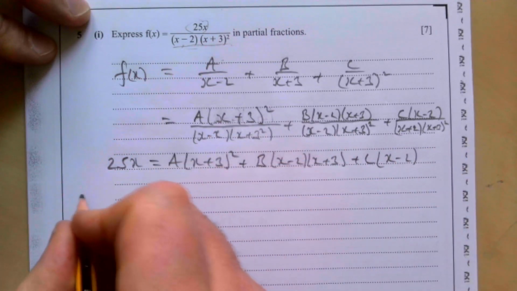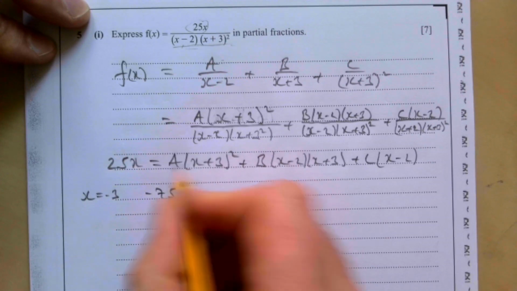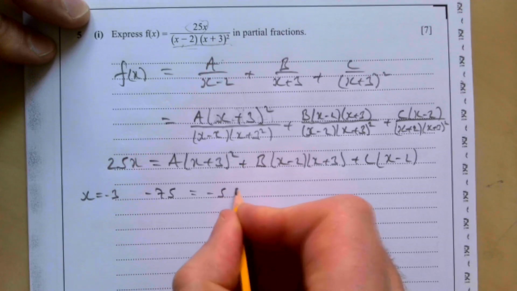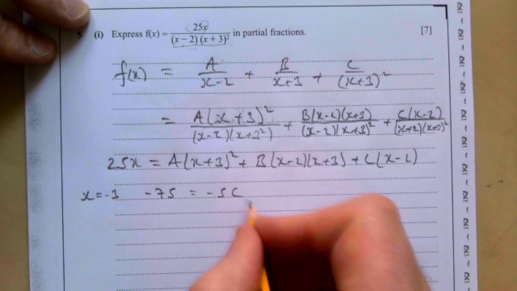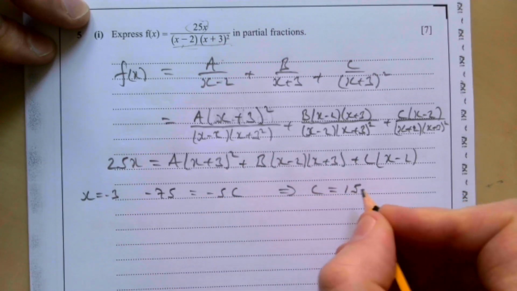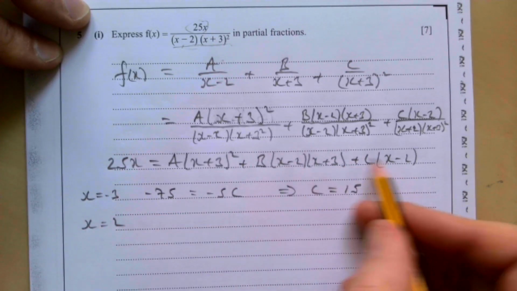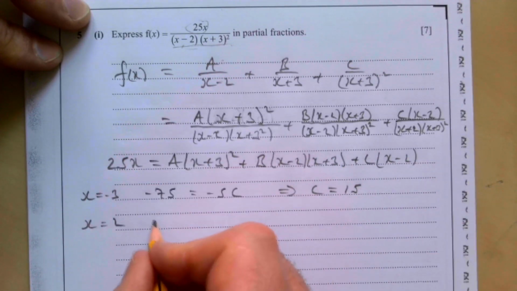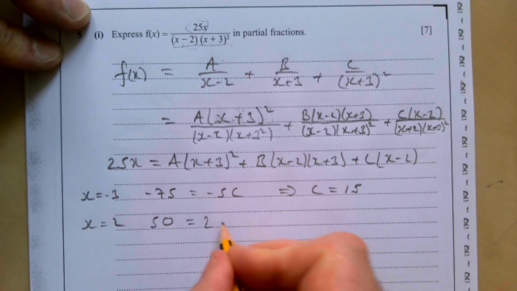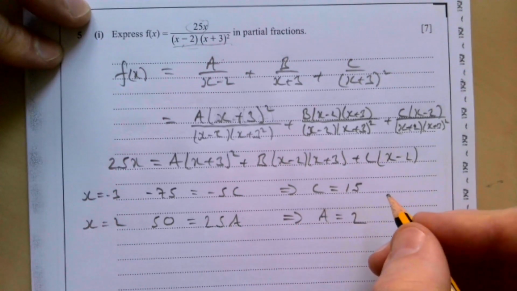I'm going to let x equal to minus 3. If x is minus 3, then I'll get minus 75 here. It makes this disappear and this disappear, and that gives me then minus 5c. So that gives me then c is 15. I'm going to let x equal to 2. So that'll make this term disappear and this term disappear, and that means 50, because that's obviously 25 times 2. Then 2 plus 3 is 5. That gives me then 25a. So that gives me a then is 2.